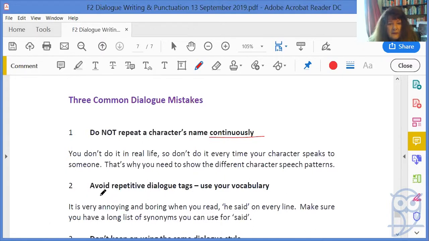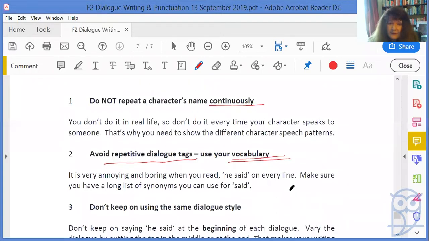So the other thing, avoid repetitive dialogue tags. Use your nice vocabulary that hopefully you've been gathering up and writing for every assignment. Just lists of the vocab you might use. You can't keep saying, he said this, she said that, he said this. You get your long list of synonyms for the word said, okay? That shows what your character is feeling or how the plot is going, okay?